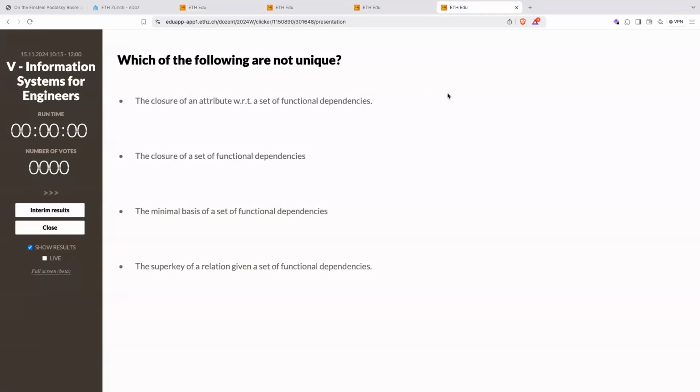So this is the first question. Which of the following are not unique? Some of these are unique, some of these are not unique. The closure of an attribute with respect to a set of functional dependencies. Is it unique? Is it not unique? The closure of a set of functional dependencies. Is it unique? Not unique? The minimal basis of a set of functional dependencies. Is it unique? Not unique? The superkey of a relation given a set of functional dependencies. Unique? Not unique?